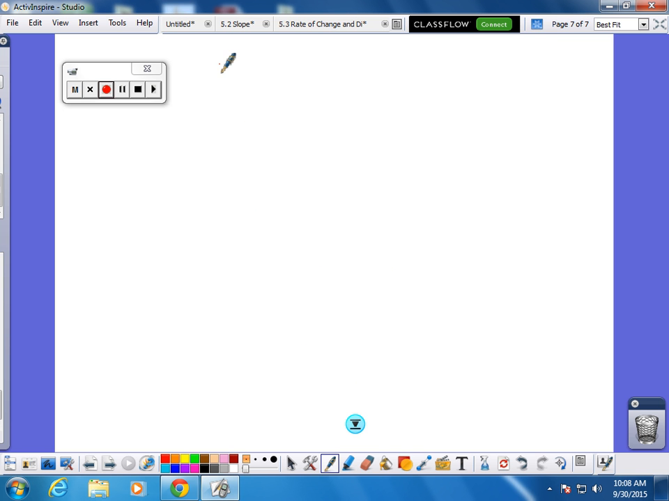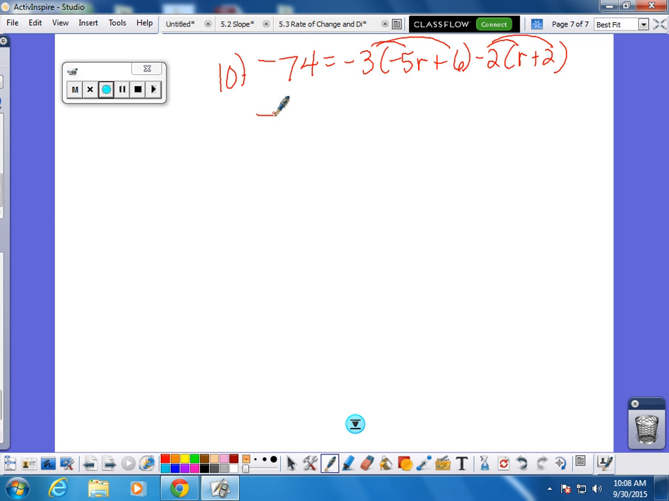Alright, number 10. Alright, got two distributive properties. So that would be 15r minus 18 is equal to negative 2r minus 4. So, why did I throw it equal to something? I have no idea. Gee. That was totally confusing. Sorry about that.